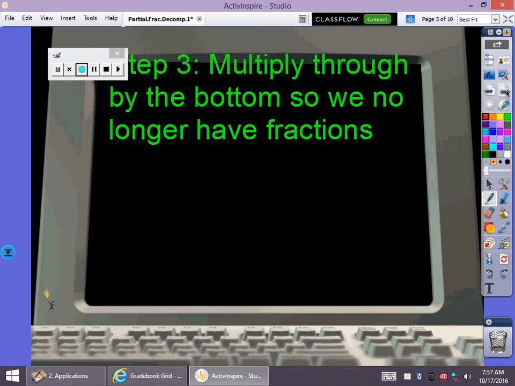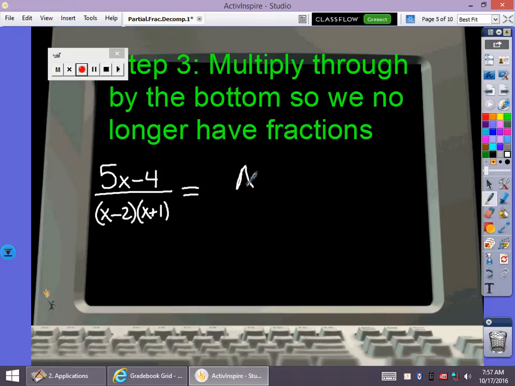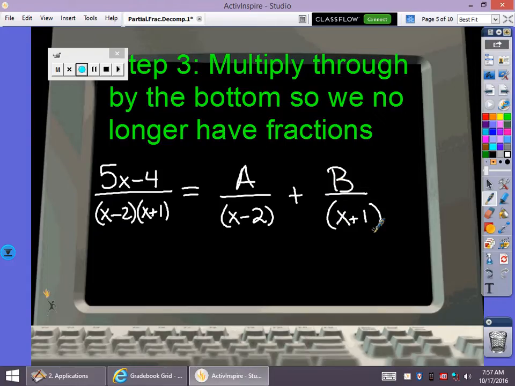All right, step 3. All right, so now what we're going to do is we had 5x minus 4 over x minus 2 x plus 1 equals a over x minus 2 plus b over x plus 1. Okay? Everyone good? Thinking back to the warm-up, ignore this side over here for right now. How would I add these two fractions? I need the common denominator. Okay, so that is going to look like this.